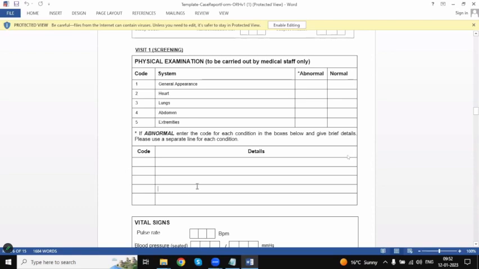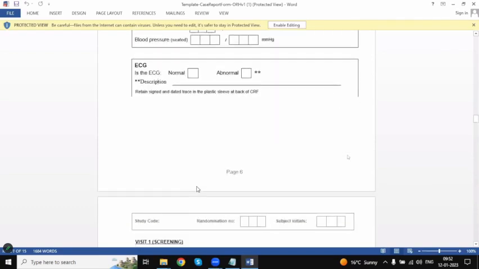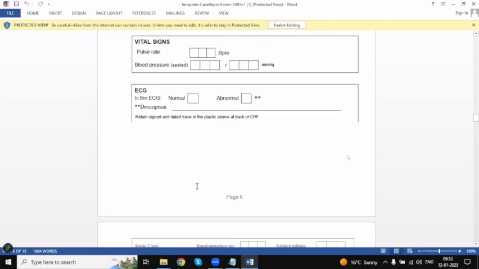Next. Vital signs: pulse rate, blood pressure, systolic blood pressure, and diastolic blood pressure will be captured. Next, we'll do the ECG test. We'll do the test and the test results will be captured.